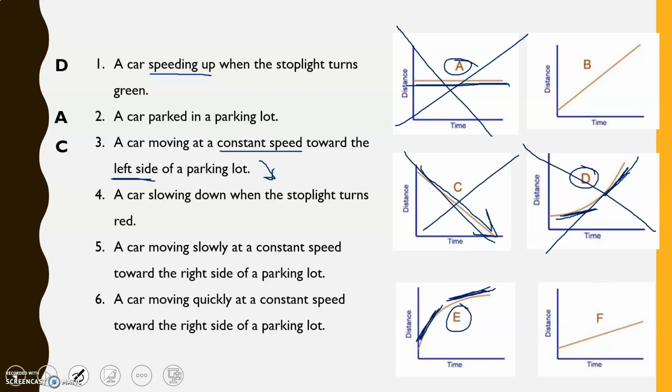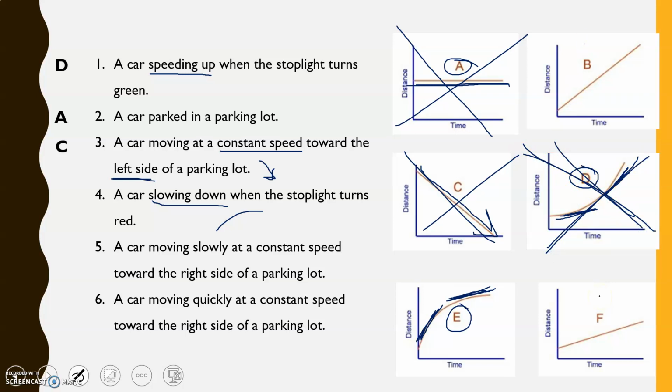Number 4, a car is slowing down. So here, the speed is changing. It's decreasing. It's going from 20, 15, 10, 5, 0. It is slowing down in speed when the stoplight turns red. So here, we're talking about slowing down. What kind of line should we be looking for? Right, some sort of curved line. And we've already used graph D, so we're not going to be using that one. B is a straight line, F is a straight line.